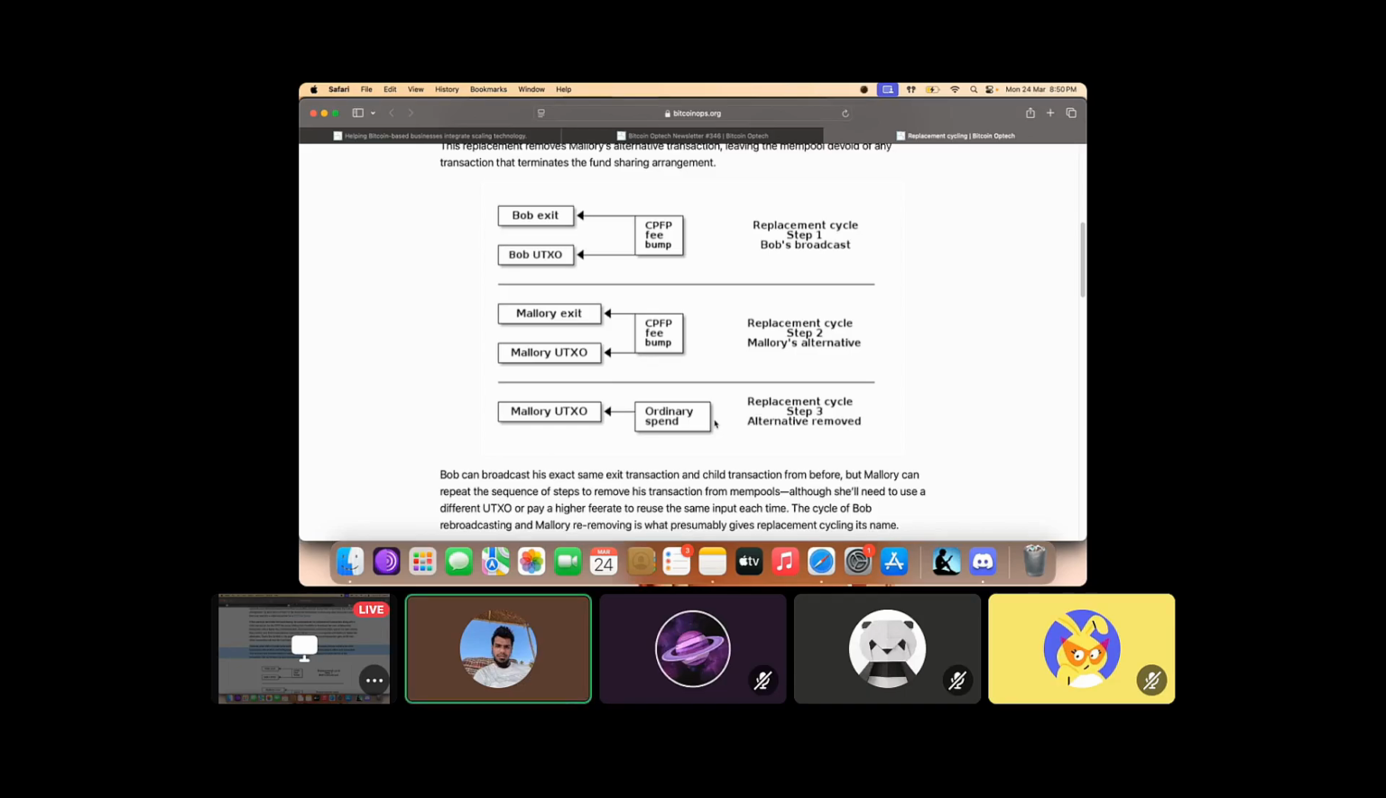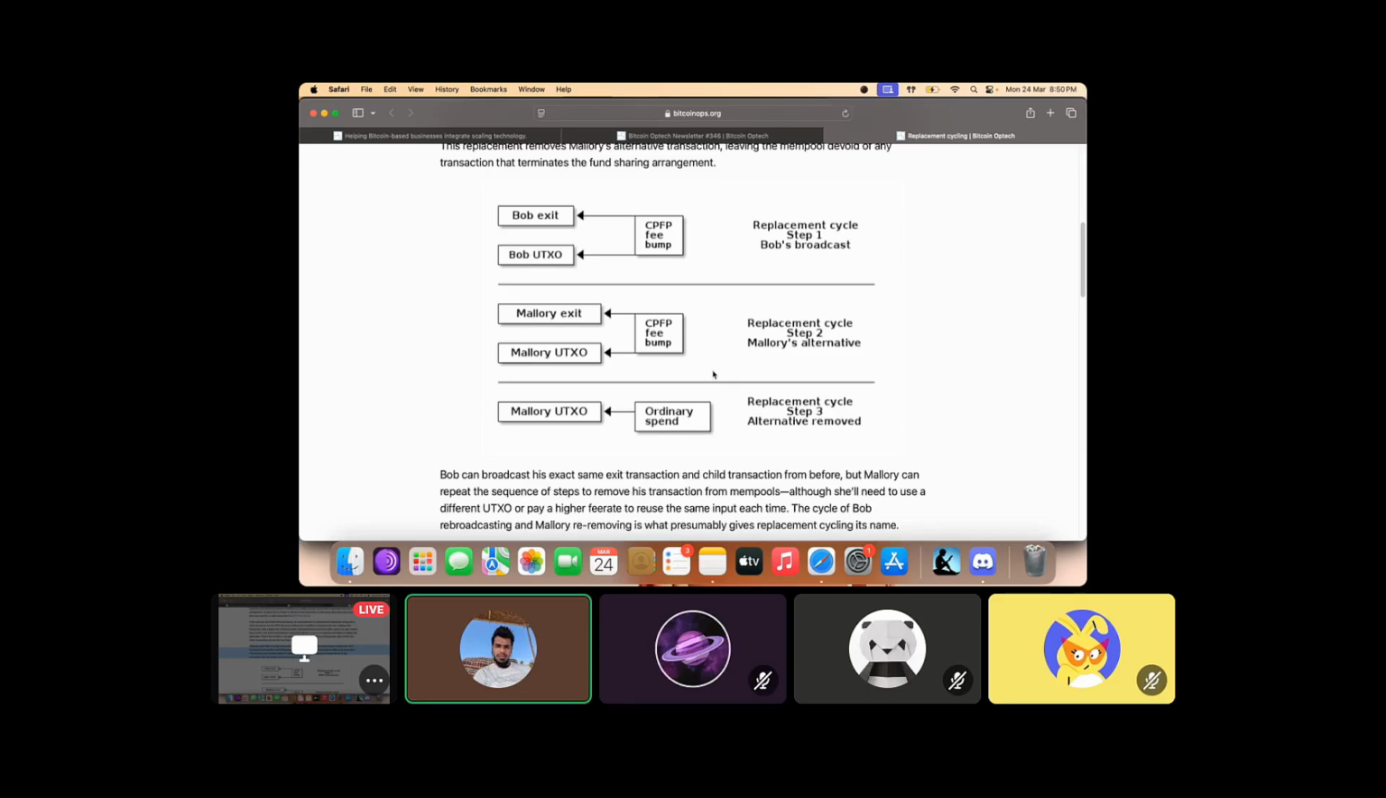And the only alternatives are two situations through which Bob exits the Lightning channel. Situation one could be that some miner mines Mallory's commitment transaction before she manages to replace it, or Bob pays such an exponential fee that Mallory is not willing to outbid it. That's a replacement cycling attack, right?